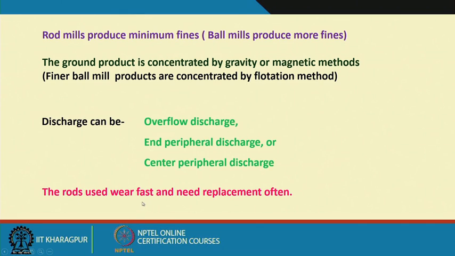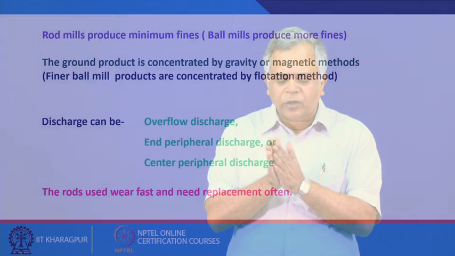The rods wear fast and need replacement often, because the rods are always in contact with the particle surfaces. Even if there is no particle in between two rods, one rod will hit another rod, and there will be abrasion and impact because of the rotational movement. So they wear very fast and you have to replace these rods very often.